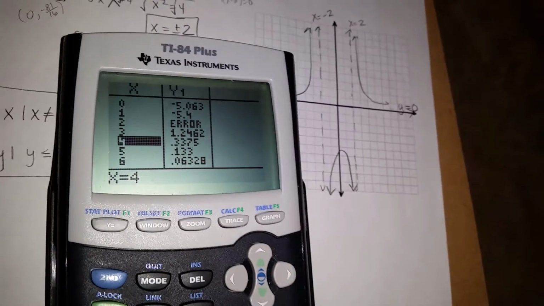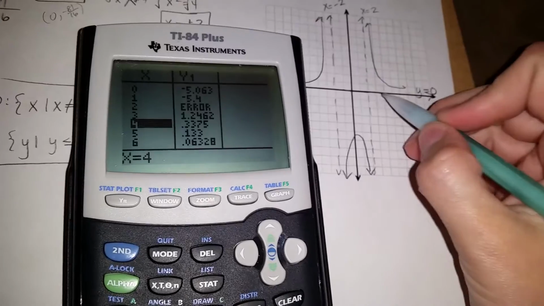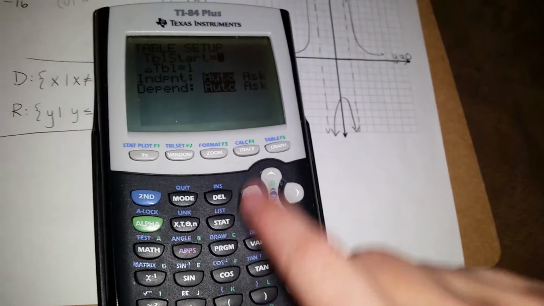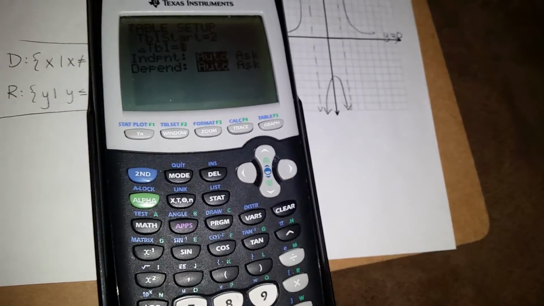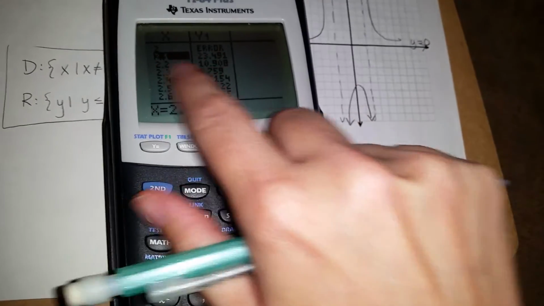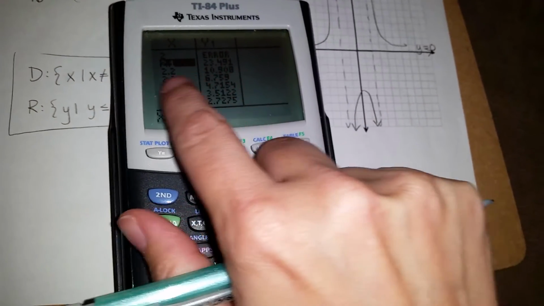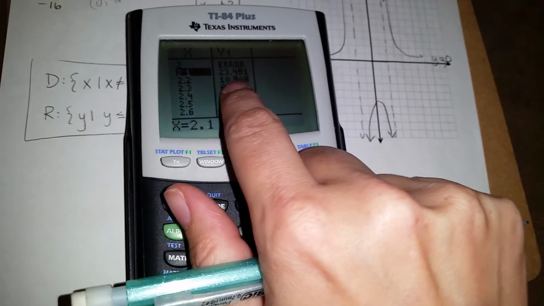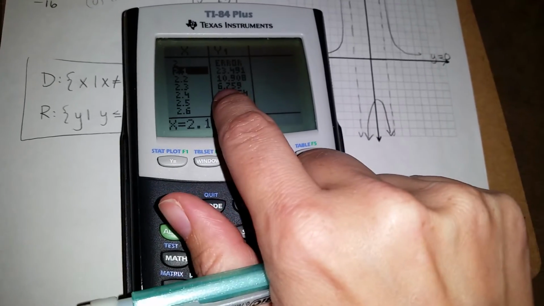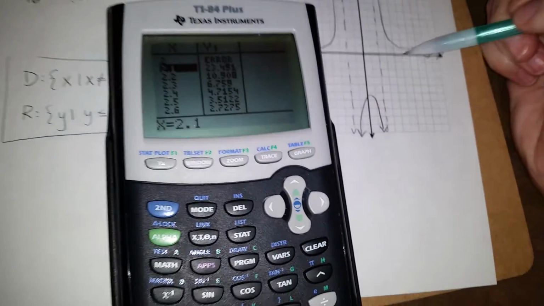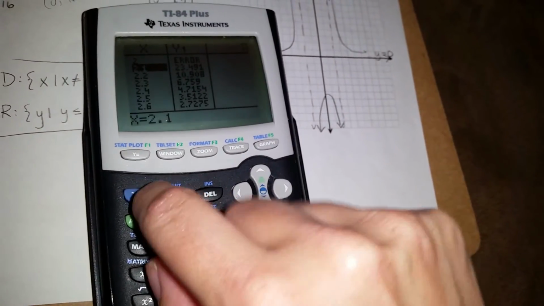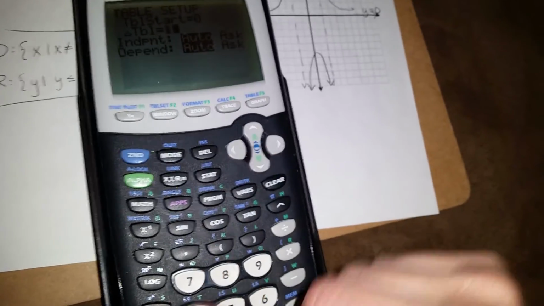You can use your table to see what happens in between like 2 and 3. Remember we did that in class where you can start your table at 2 and then you can go by tenths. So you can see, okay, what's happening here? Like at 2.1, it's all the way up at 23. So that's pretty steep. At 2.2, it's up close to 11. At 2.3, it's up close to 7. So you can go ahead and estimate that part on your graph. Okay, now I'm going to just set my table back to go by ones.